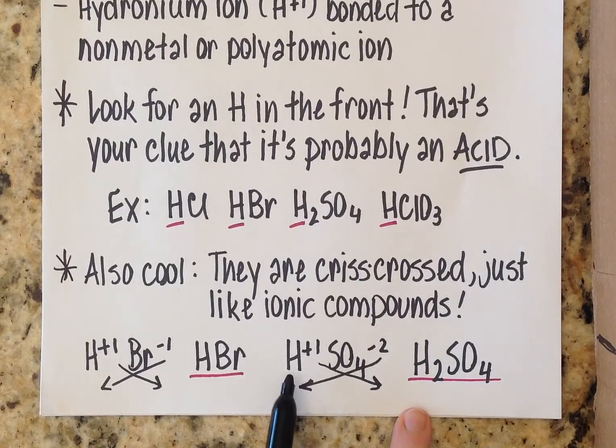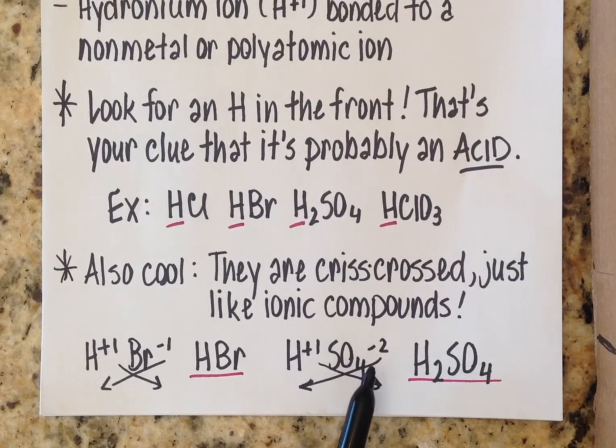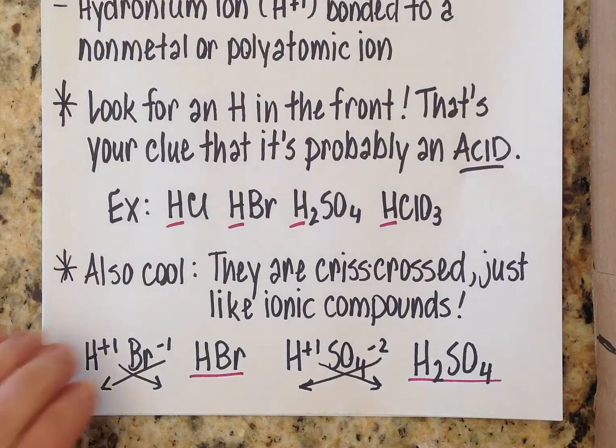Likewise, with this one, let's say you're crisscrossing the hydronium ion with sulfate, the hydronium ion has a +1 charge, sulfate has a -2 charge. The 2 came here and the 1 came here, and that's how we get H2SO4. So anytime you are looking at the name of an acid, you now know that it's just hydronium crisscrossed with either the nonmetal or the polyatomic ion to actually write the formula.